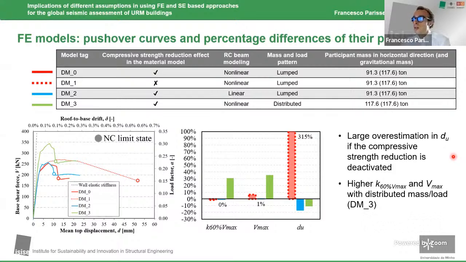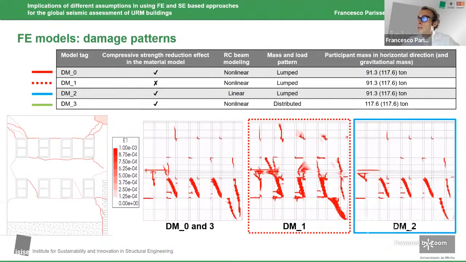So the final pushover curves and differences with respect to the reference model DM0 are presented in these slides, in which we can see that at wall scale, we have a huge overestimation of the displacement capacity for DM1 if the compressive strength reduction is not active. And also we have an increased stiffness and base shear for the model that considers a different mass and load distribution. Regarding the damage pattern, these are quite consistent between all the models, except for DM1, which presents a higher concentration of damage. All the damage patterns are also quite similar to the evidence of damage of the external facade after the earthquake, especially at ground level.